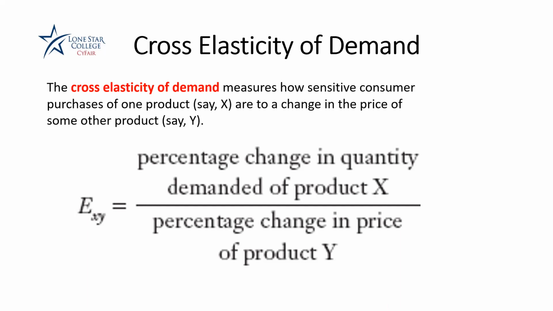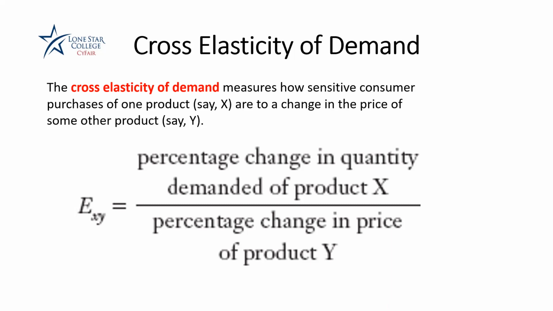Unlike price elasticity of demand and price elasticity of supply, we only have one formula for cross elasticity and the next elasticity, which is called income elasticity. So percentage change in quantity demanded for product X, it could be your coffee, divided by percentage change in the price of product Y, it could be your tea, or X can be your coffee, Y can be your cream.